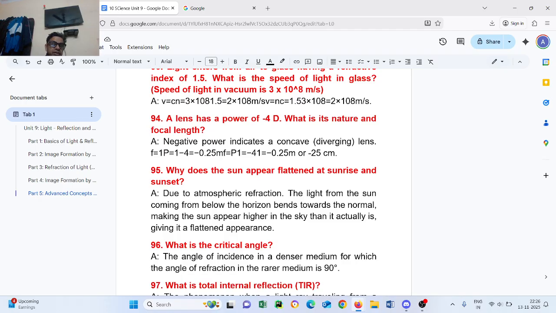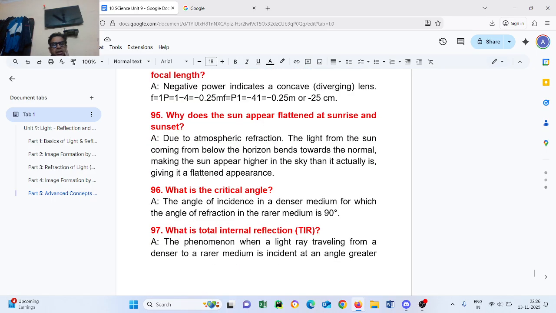Question number 96. What is the critical angle? The angle of incidence in a denser medium for which the angle of refraction in the rarer medium is 90 degree.